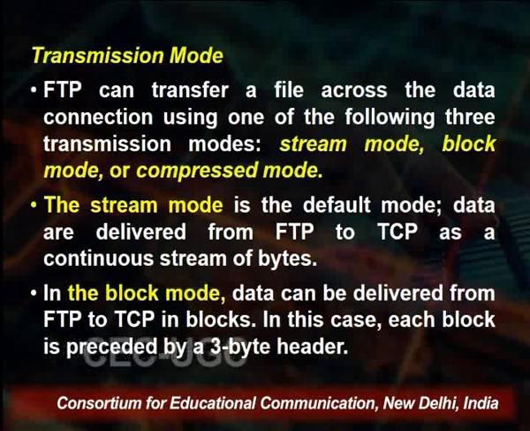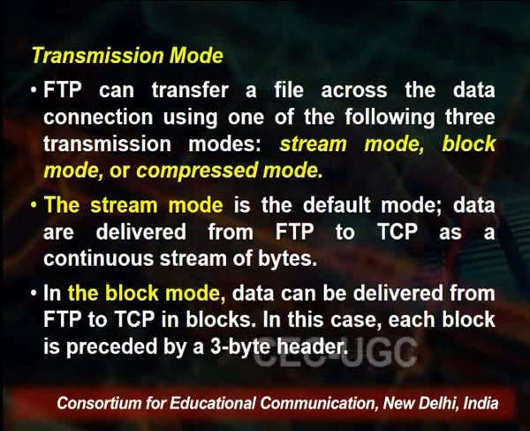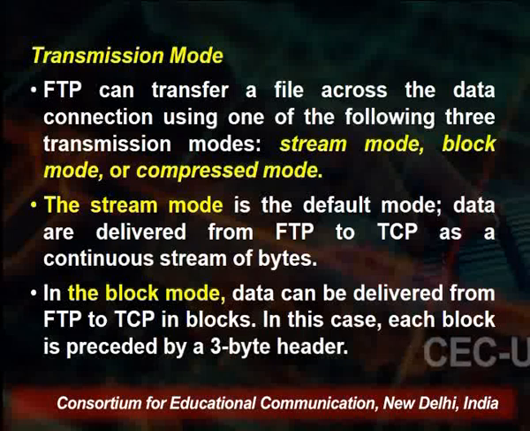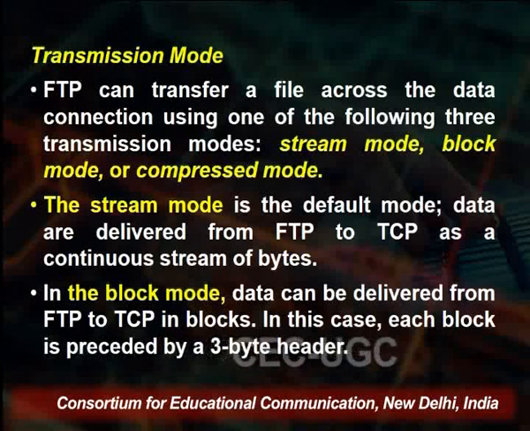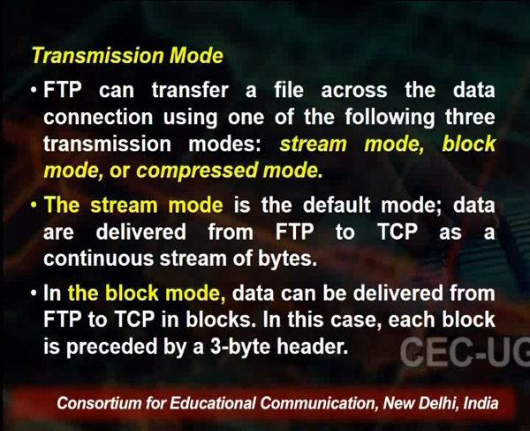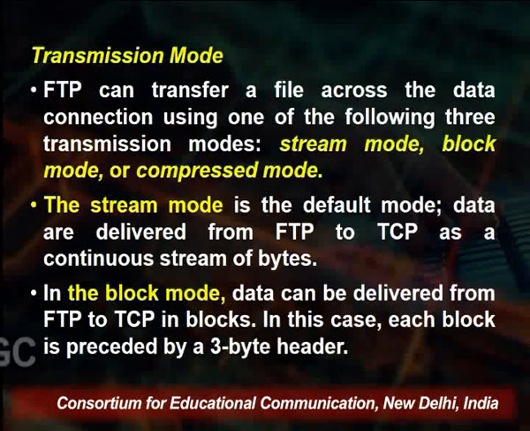Therefore, this also has to be intimated by the client to the server: whether the transfer will be on a record structure, a page structure, or a file structure. Then the transmission mode also has to be defined, because FTP can transfer a file across the data connection using either stream mode, block mode, or compressed mode. Stream mode is the default mode, in which data is delivered from FTP to TCP as a continuous stream of bytes. That is what the name suggests.